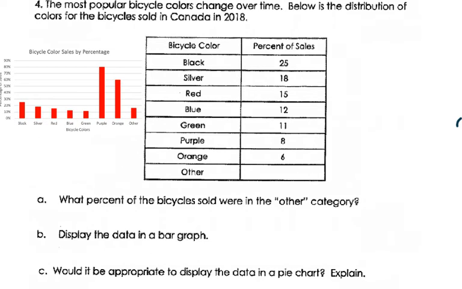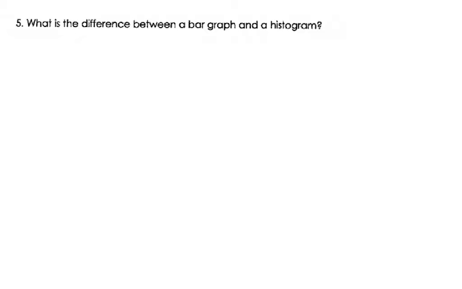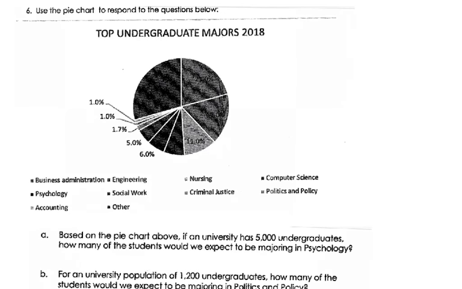Then, would it be appropriate to display in a pie chart? I think it would be appropriate because everything adds up to 100%, which is what you want a pie chart to do. So yeah, it's perfectly fine. And then what's the difference between a histogram and a bar graph? Remember that a histogram represents frequency distributions, and they are drawn together so that there are no gaps. So something like that's fine.